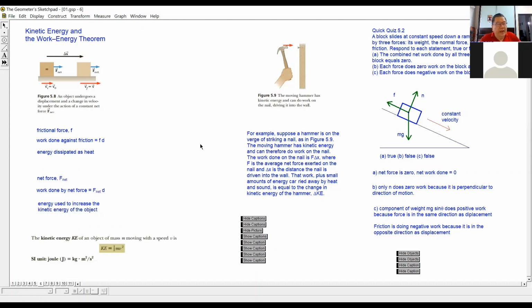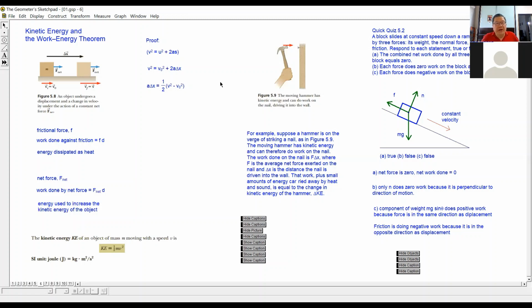And this kinetic energy is given by the formula KE equals half mv squared. It is half multiplied with the mass of the object and the velocity of the object squared, the final velocity. So how do we arrive at this formula? They are going to derive the formula for you over here. So the proof is over here.